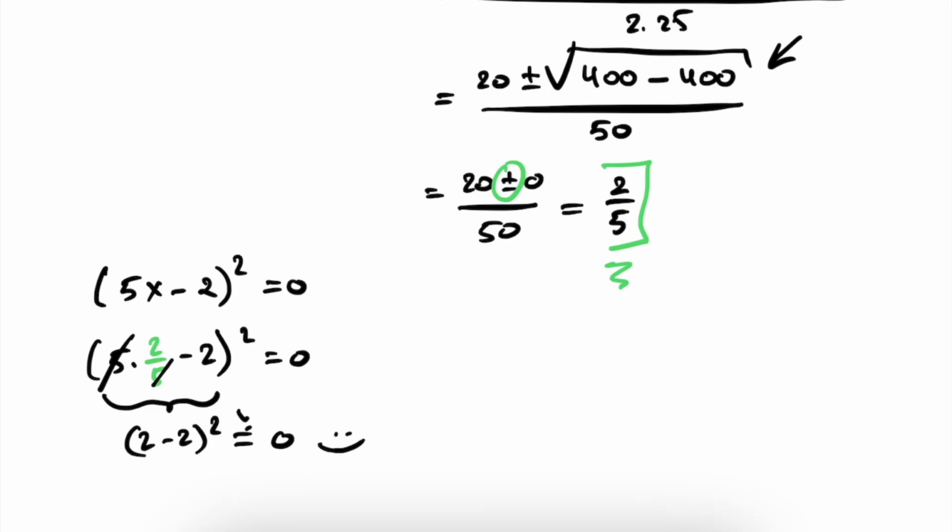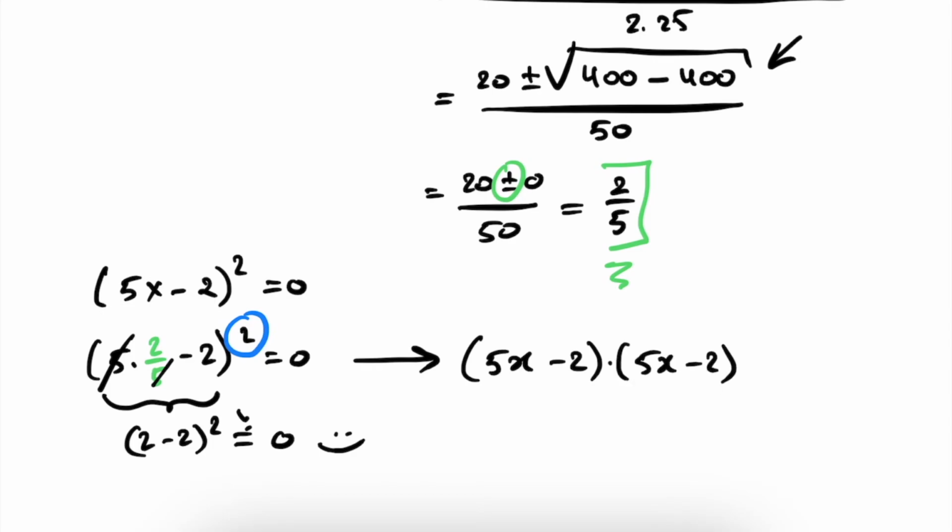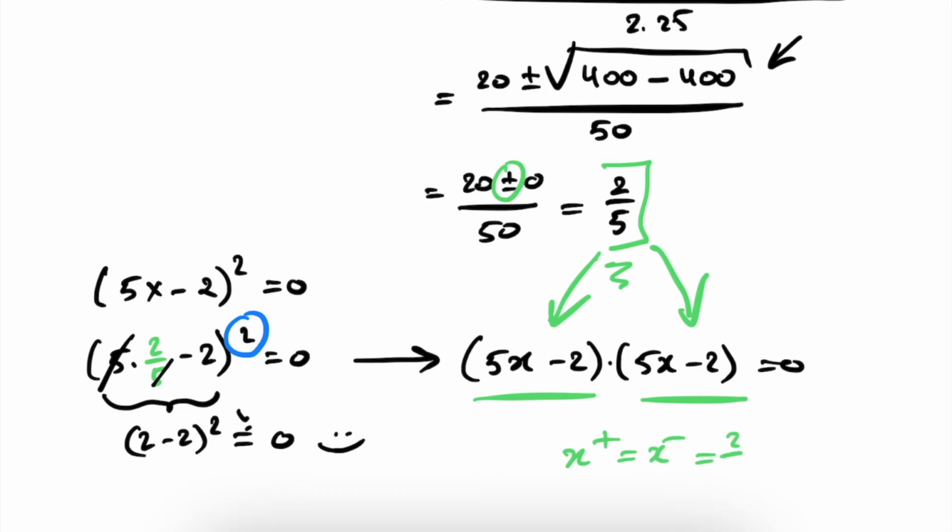However, why is there only one solution and we expected 2 solutions? This square here needs to be taken into account, because what actually is here is 5x minus 2 times 5x minus 2 is 0. So one solution comes from this one and one solution comes from this one. However, because they are the same, this solution will also be the same. So x plus is equal to x minus is equal to our solution.